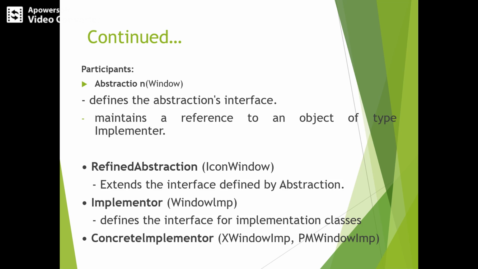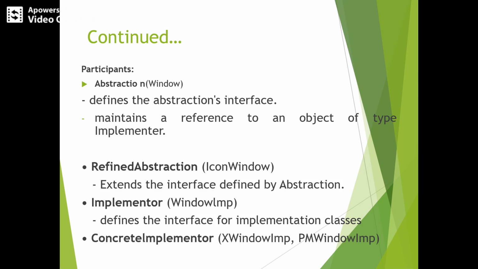Here, participant one is the abstraction, specifically the window we have taken. What it does is define the abstraction interface, and it maintains a reference to an object of the implementer type, whether X window, PM window, and so on, whatever we have taken for the abstraction window.